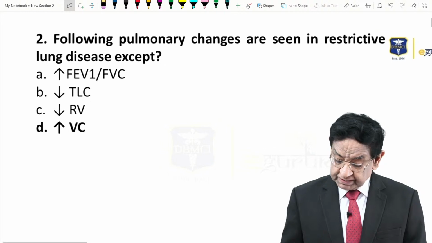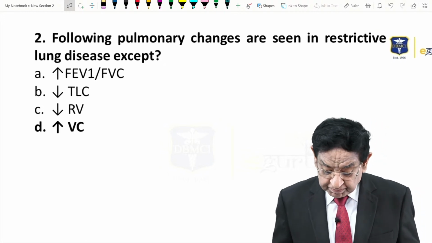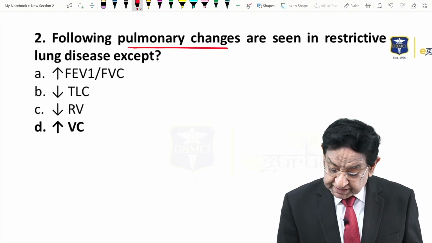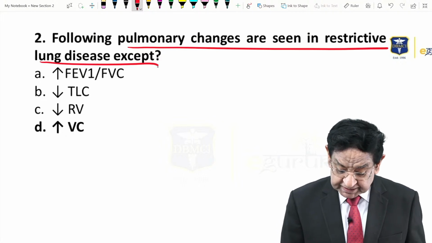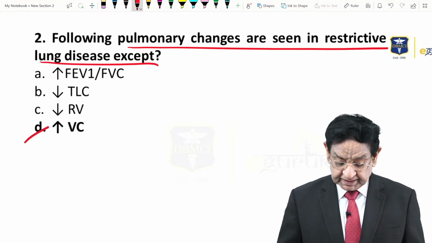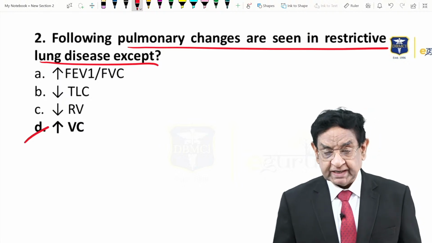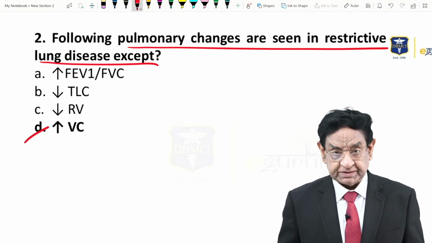Now we talk about the next question: the following pulmonary changes are seen in restrictive lung disease except. The answer is vital capacity is increased. This is not the answer.